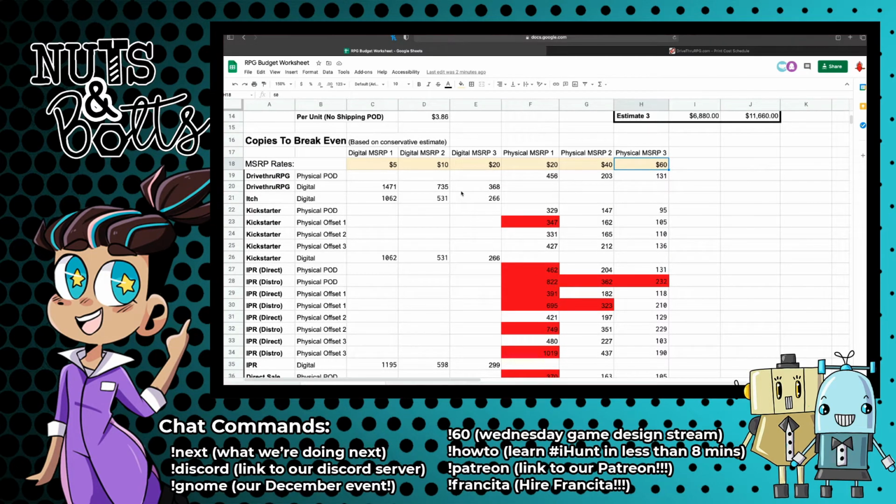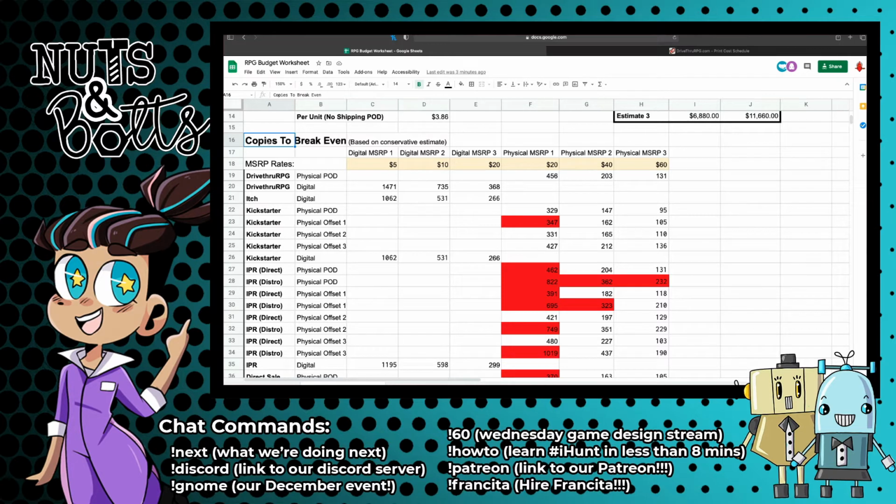Now, this is the number of copies that you need to sell to break even with that particular avenue of sale. Now, this is where it gets a little complicated because you're never going to sell just one way, especially if you're not exclusive through a website, which you should not be. You're going to sell some through drive-thru, some through Itch, some through Kickstarter. You're going to sell all over the place. And each one is going to give you a little bit different rate.